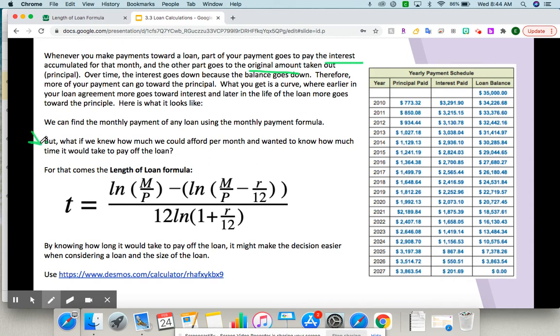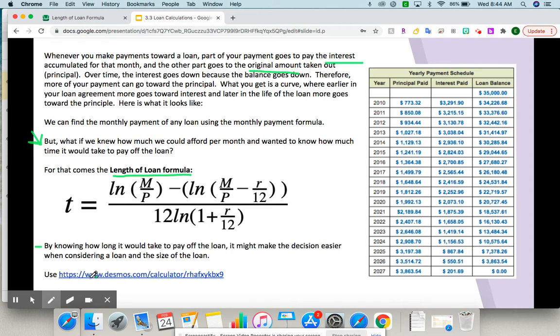However, what if we knew how much we could afford per month and wanted to know how much time it would take to pay off the loan? So we could take that original monthly payment calculator and we would solve that equation for T to produce what's called a length of loan formula. So since T was the exponent in our previous formula, we use logarithms to solve for that exponent. And by knowing how long it would take to pay off the loan, it might make the decision easier when considering a loan and the size of a loan itself.